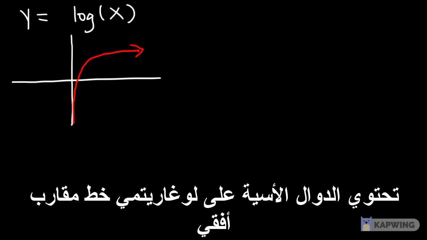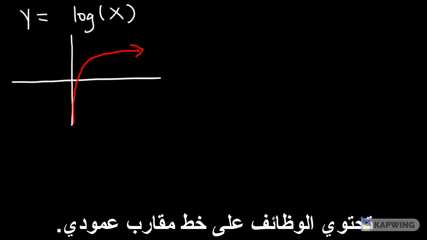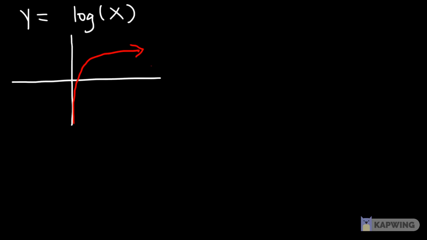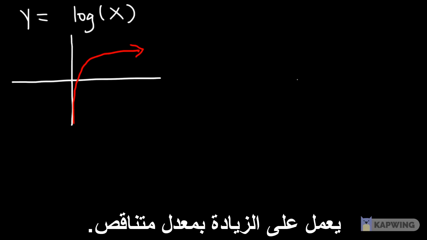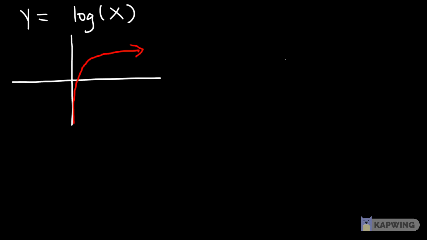Exponential functions contain a horizontal asymptote. Logarithmic functions contain a vertical asymptote. Exponential functions, they increase at an increasing rate. Logarithmic functions, they increase at a decreasing rate.